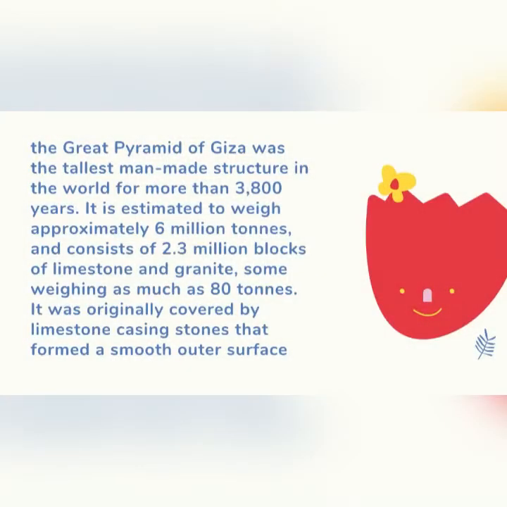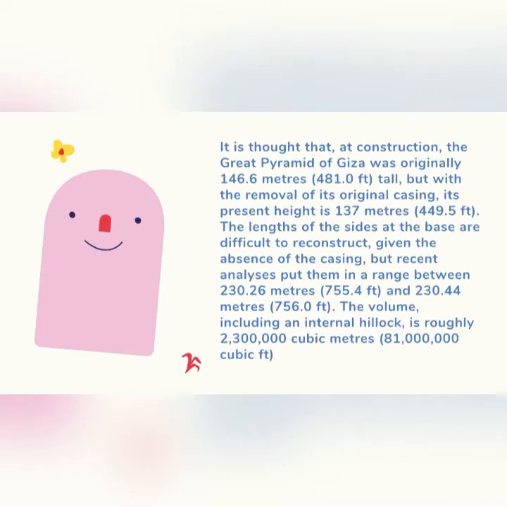Let's dive in. The Great Pyramid of Giza was the tallest man-made structure in the world for more than 3,800 years. It is estimated to weigh approximately 6 million tons and consists of 2.3 million blocks of limestone and granite, some weighing as much as 80 tons. It was originally covered by limestone casing stone that formed a smooth outer surface. It is thought that at its construction, the Great Pyramid of Giza was originally 146.6 meters tall, but with the removal of its original casing, its present height is 137 meters.